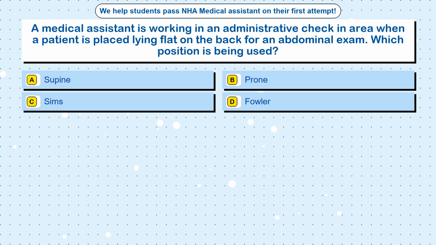Question 60. A medical assistant is working in an administrative check-in area when a patient is placed lying flat on the back for an abdominal exam. Which position is being used? Option A, supine. Option B, prone. Option C, Sims. Option D, Fowler.